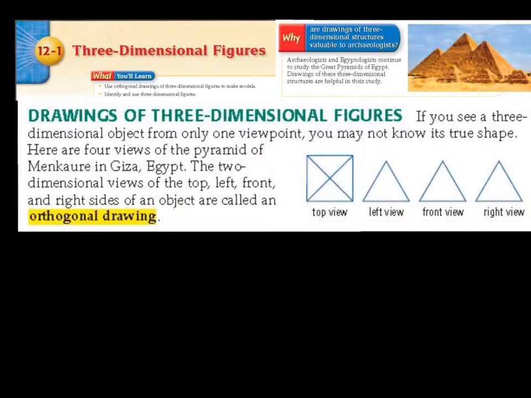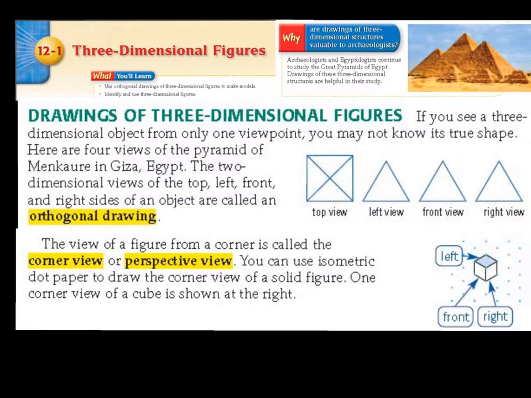The two-dimensional views of the top, left, front, and right sides of an object are called an orthogonal drawing. The view of a figure from a corner is called the corner view or perspective view. You can use isometric dot paper to draw the corner view of a solid figure. One corner view of a cube is shown at the right.